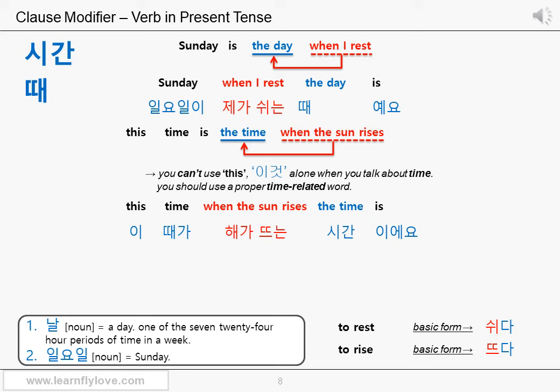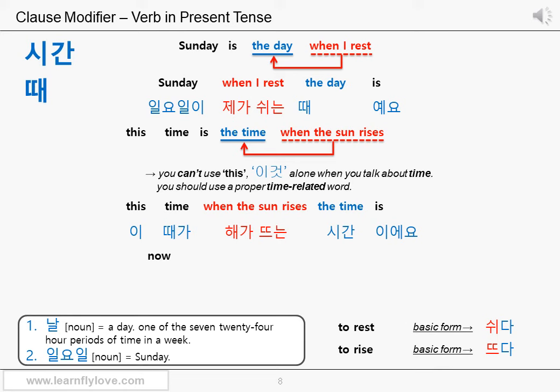이때가. This time. 해가 뜨는. When the sun rises. 시간. The time. 이에요. Is. 이때가 해가 뜨는 시간이에요. This is the time when the sun rises. So we can see that there is no problem using 때 and 시간 interchangeably.